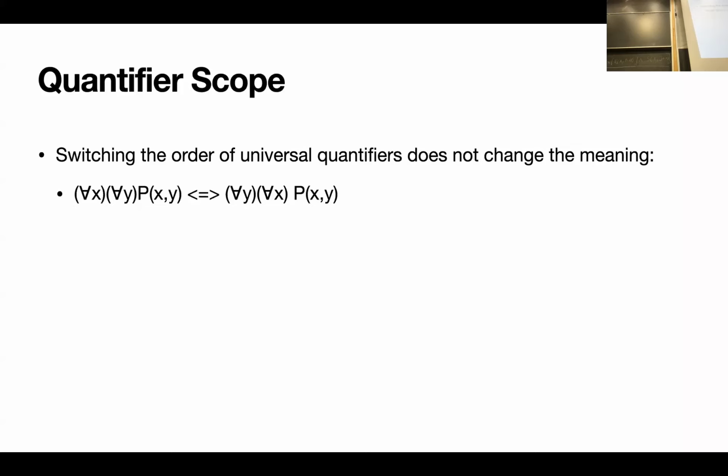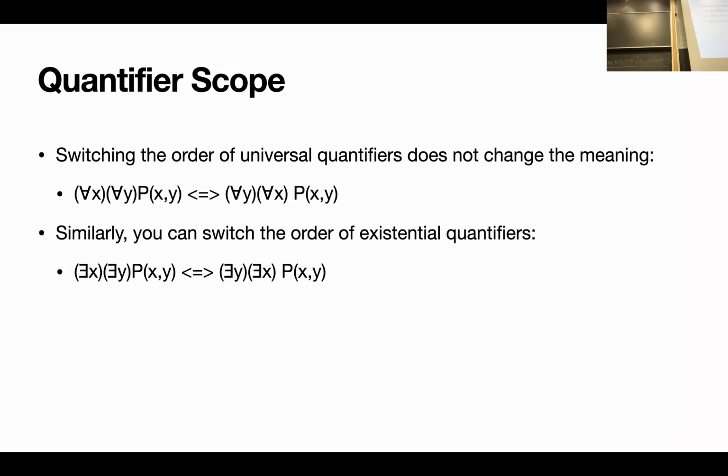So, quantifier scope. Something very important is that the scope of the quantifiers is very important. Switching the order of quantifiers does sometimes change the meaning, not always. For example, if we switch the order of two for alls, it's still equivalent. So they can commute the for alls. We can also commute the exists operators. If we switch the order, we're still good.